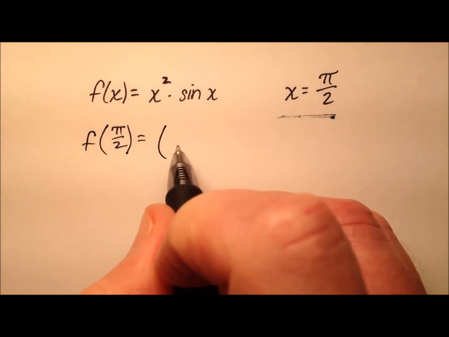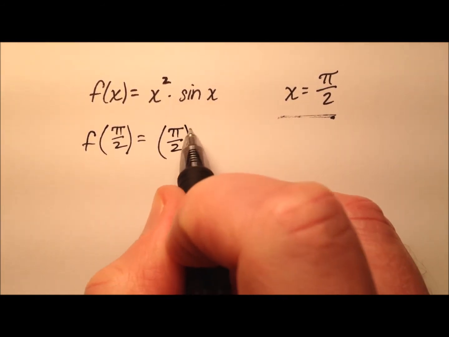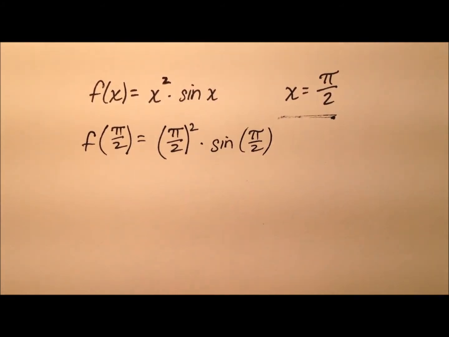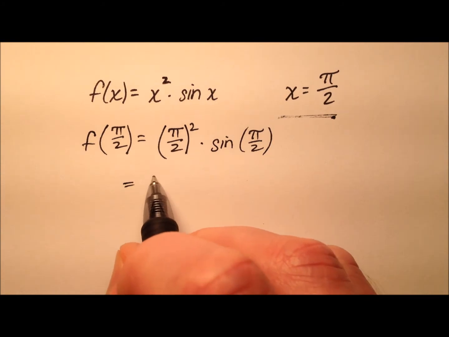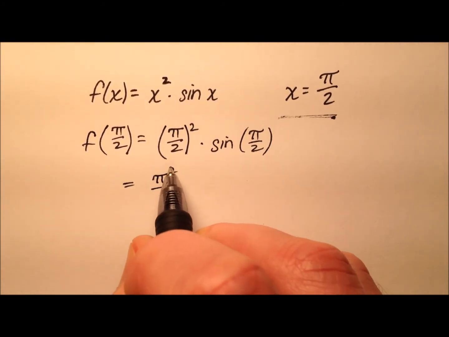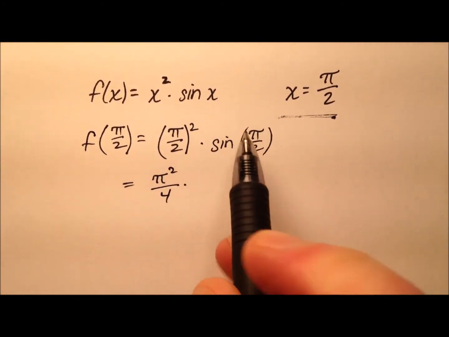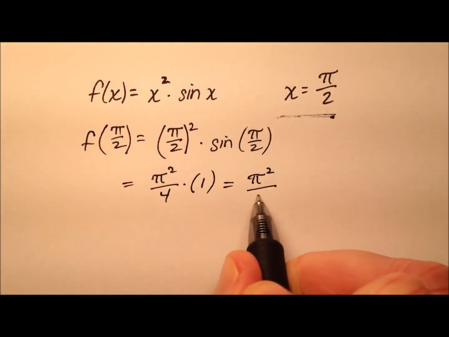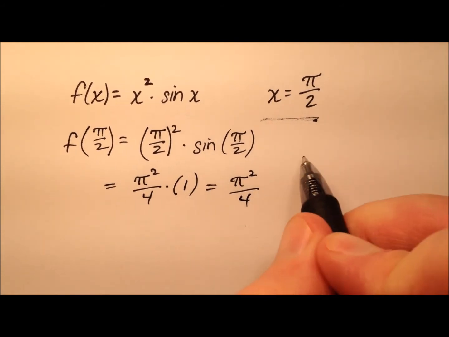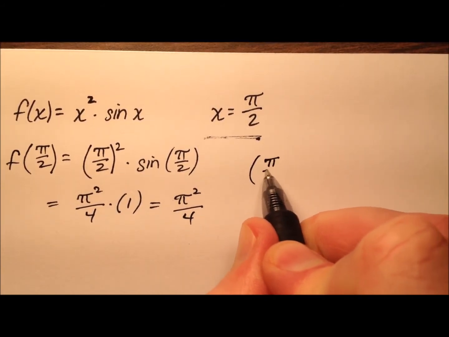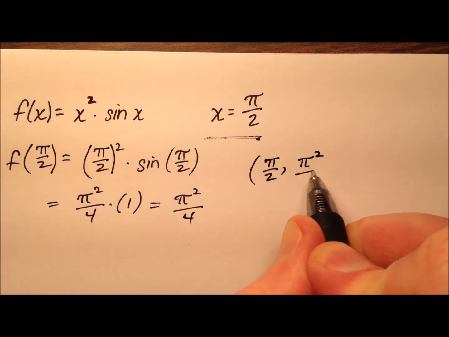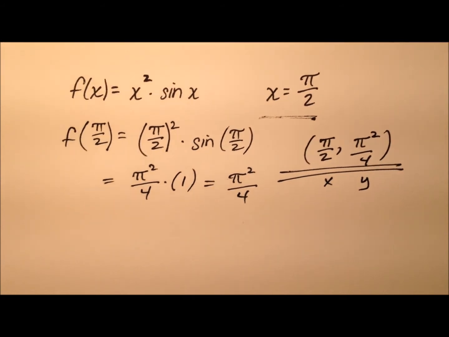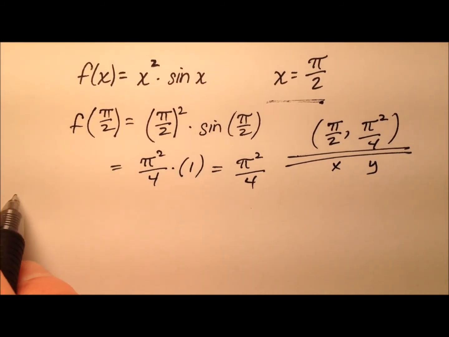Okay, so let's go ahead and plug it in. So I have pi over 2 squared times the sine of pi over 2. And pi over 2 squared looks like pi squared over 4. And then the sine of pi over 2 is 1. So it looks like I'll just have pi squared over 4. So my ordered pair then is pi over 2, pi squared over 4. And that will be an x value and a y value that I can use here in a second.